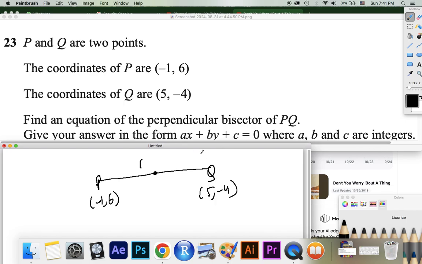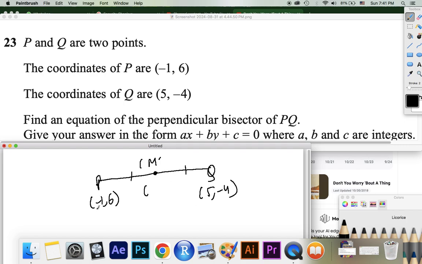Firstly, when you are bisecting something, it's getting divided into two. So let's name this point M. So PM is equal to MQ, right? First, you have to find the midpoint of P and Q. What does that come to?